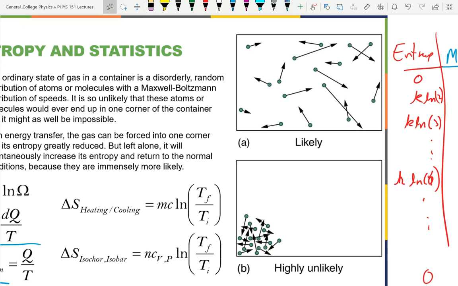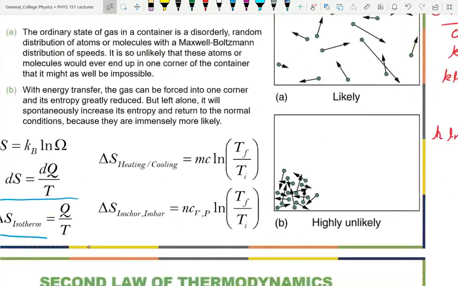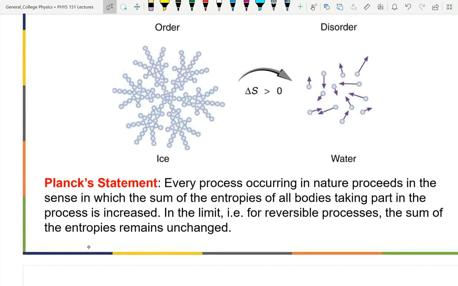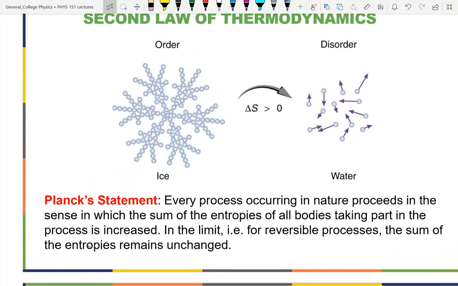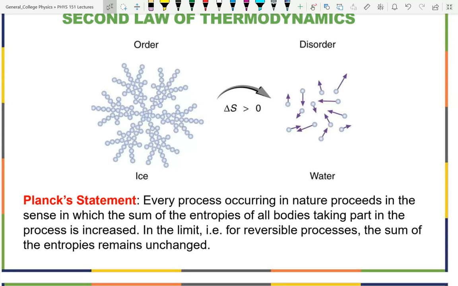No, he's not. We simply would not hold on to a law that's so easily disproven. So how is that possible? Well, the second law of thermodynamics, as stated by Planck, is that every process occurring in nature proceeds in the sense in which the sum of the entropies of all bodies taking part in the process is increased.